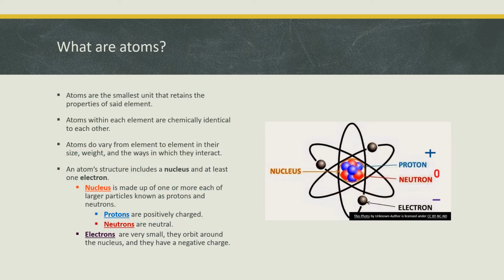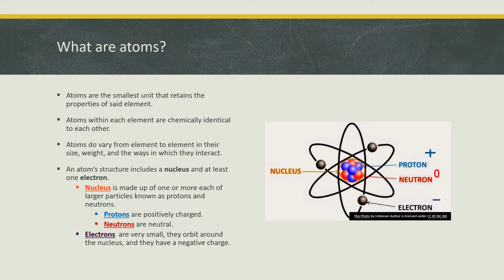What are atoms? Atoms are the smallest unit that retains the properties of said element. Atoms within each element are chemically identical to each other. Atoms do vary from element to element in their size, weight, and the ways in which they interact. An atom structure includes a nucleus and at least 1 electron.